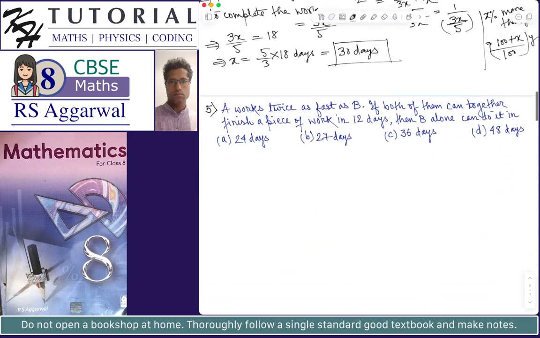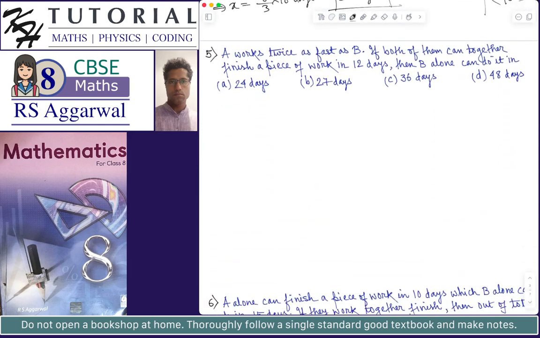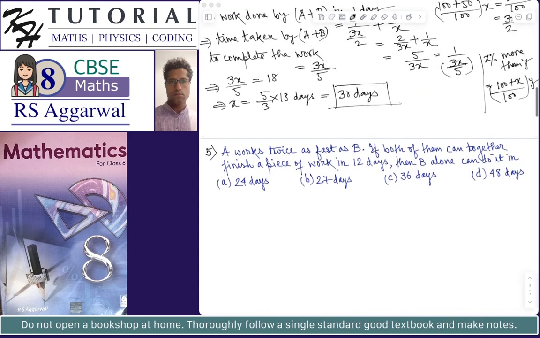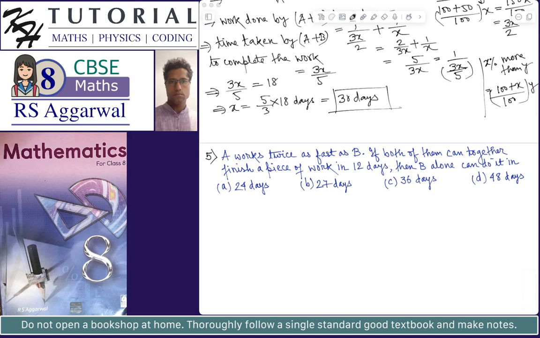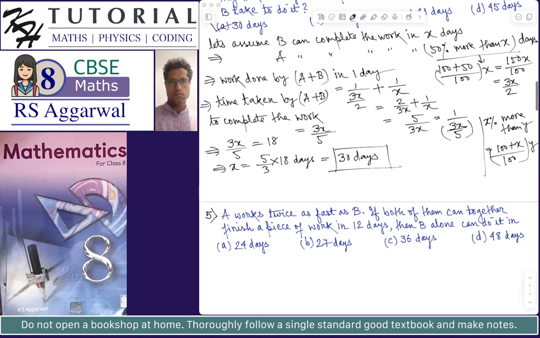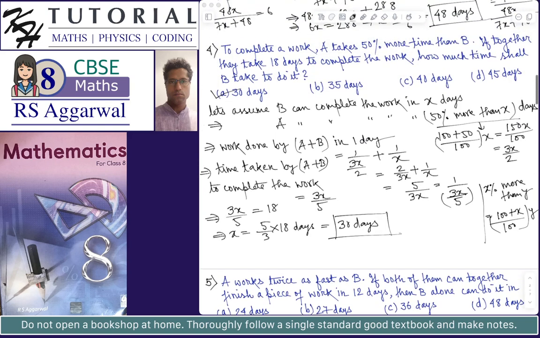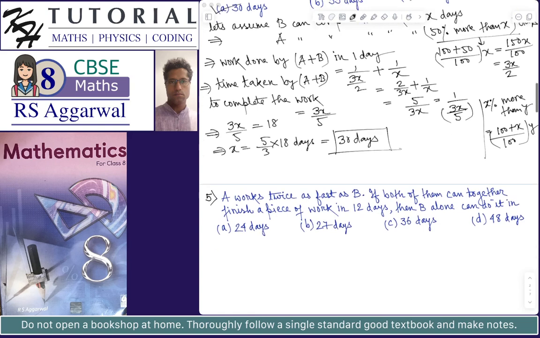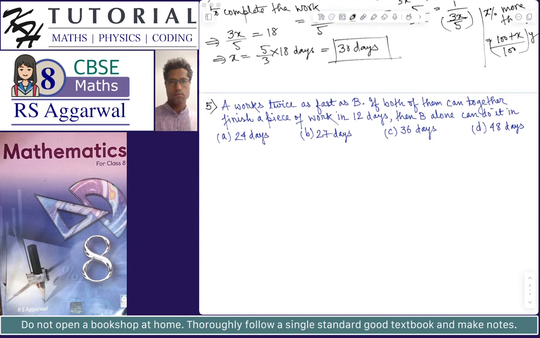Okay, let's do problem number 5. A works twice as fast as B. If both of them can together finish a piece of work in 12 days, then B alone can do it in... Okay, so A works twice as fast as B. This problem is very similar to problem number 4, but the comparison of speed of A and B is given in a different way. In the previous problem, it was given that A takes 50% more time than B, but in this problem, it is given A works twice as fast as B.